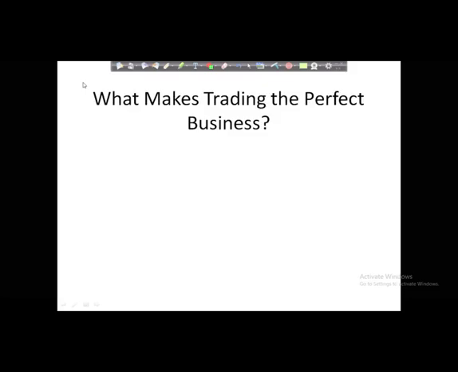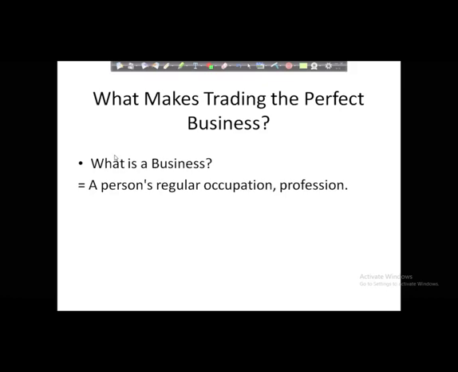But what makes trading a perfect business? That is the important thing. First, let me tell you the meaning of business. I don't want to argue about it, as there are very different definitions. We just believe that for a business we need a regular income or occupation, a profession. Trading is my profession. That is my business.